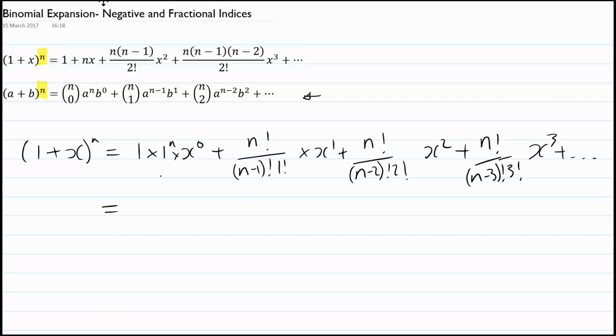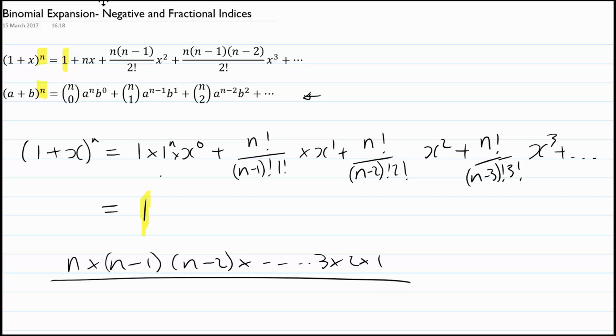So x to the 0 is 1. We said 1 to the power of anything is 1, so this is just equal to 1. We've got our first term there. Look, there's the 1, and here's our 1 here. So let's go on to the next bit. n factorial over n minus 1 factorial, 1 factorial. What I'm going to do here is show you how this all cancels down. n factorial is equal to n times n minus 1 times n minus 2 all the way down to 3 times 2 times 1. And n minus 1 factorial is n minus 1 times n minus 2 times all the way down to 3 times 2 times 1. We can see that the n minus 1s cancel, the n minus 2s cancel, and everything cancels and just leaves us n. Over 1 factorial is 1, so we're just left with n. So we get plus n x to the power of 1.